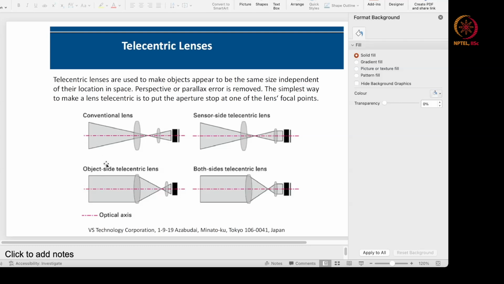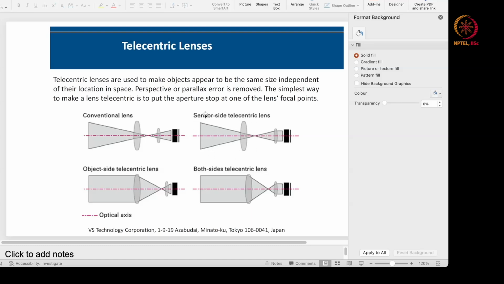What happens is that the images may not be of the same size for a normal conventional lens, but telecentric lenses are used to make the objects appear exactly the same size, independent of where they are located in space. So if you have two objects, one behind the other, for example, with a conventional lens, they will appear of different sizes. But in the case of a telecentric lens, that is not the case.